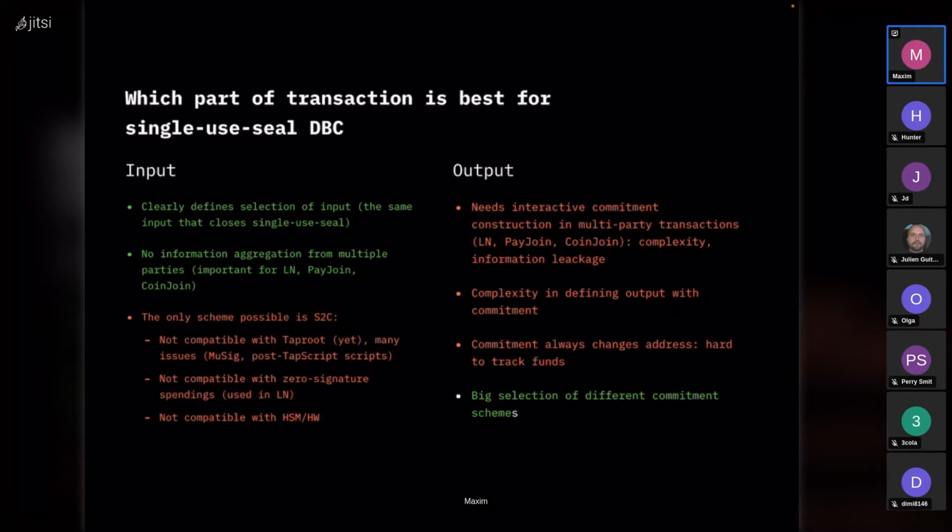post-Taproot, post-TapScript types of scripts, because Taproot allows more script types than just a TapScript. And these script types can be even keyless, or they may use different forms of keys other than key curves. So we don't know what it will be in the future, and we can't make it compatible with this future scripting.